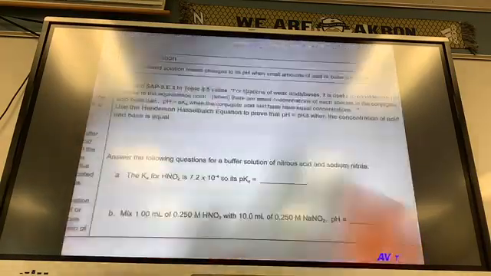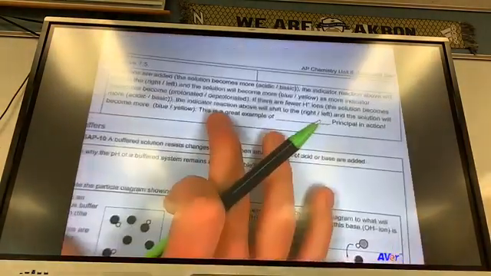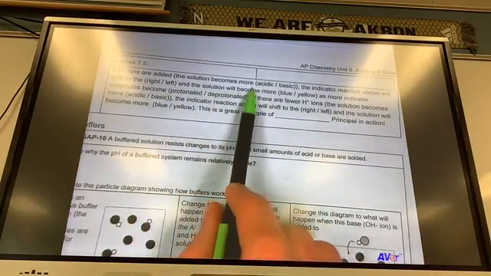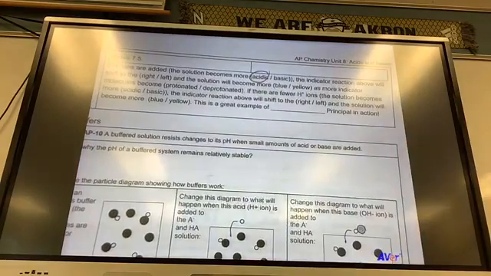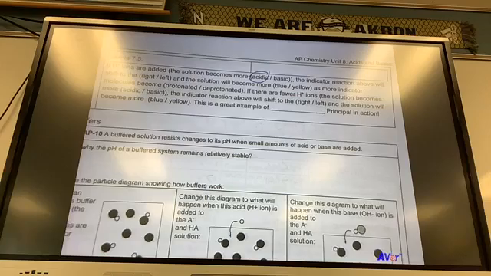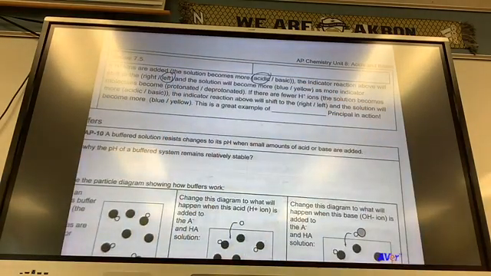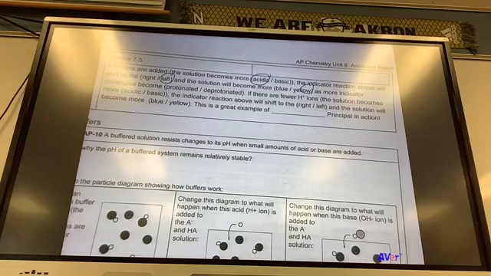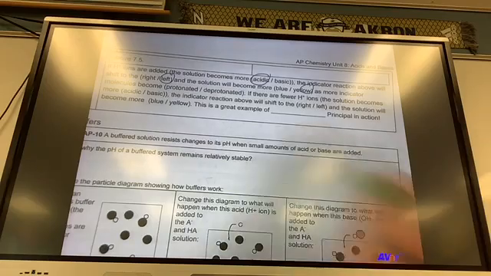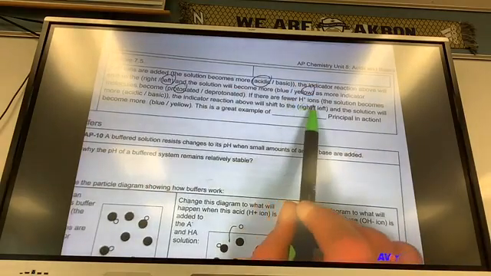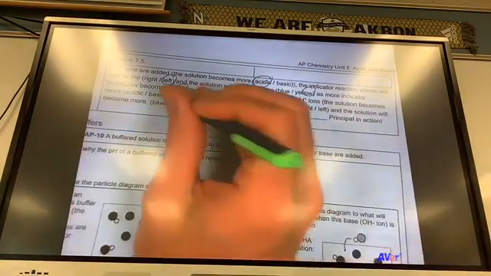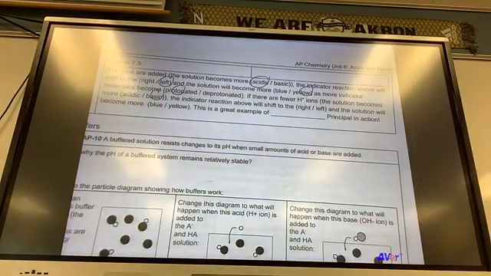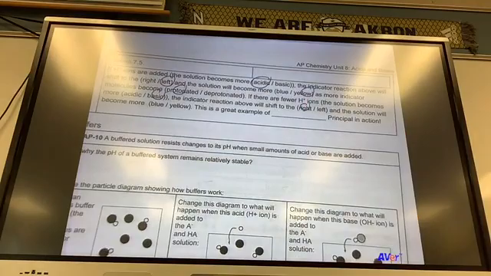Okay, flip it. If H plus ions are added, the solution becomes more acidic or basic? Acidic. The indicator reaction above will shift to the, wait, no, left because the H plus ions by themselves are on the products. And the solution will become more yellow as more indicator molecules become, deprotonated? No, protonated. If there are fewer H plus ions, the solution becomes more basic. The indicator reaction above will shift to the right. Correct. And the solution will become more blue.